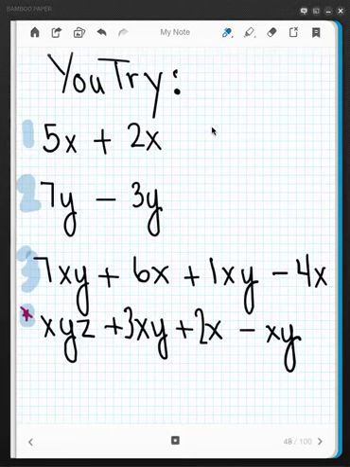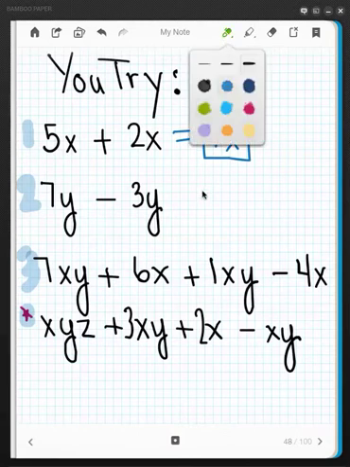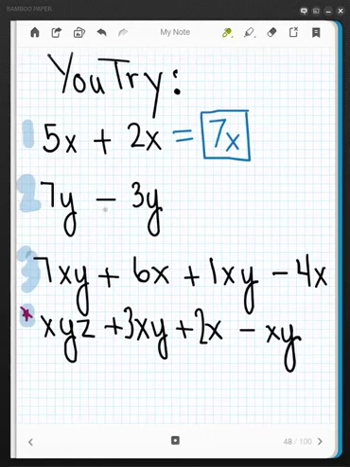All right, so hopefully you've given it a try on your own and you can see here what's going to happen. So if I have 5 x's and I have 2 more x's, I have a total of 5 plus 2, which is 7 x's. And that's the simplified version of 5x plus 2x. Let's do it again. I have 7 y's and I want to take away 3 y's. So 7 take away 3 is 4, and I have 4 y's now.